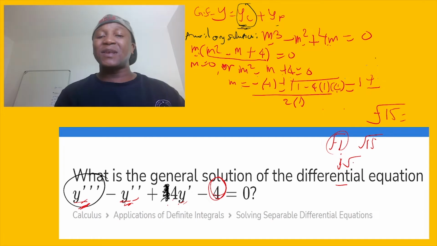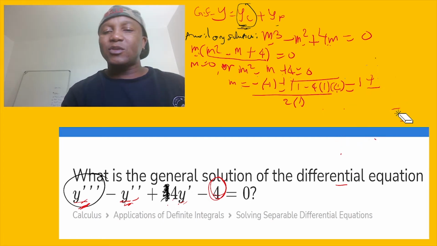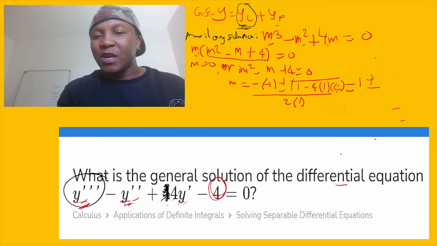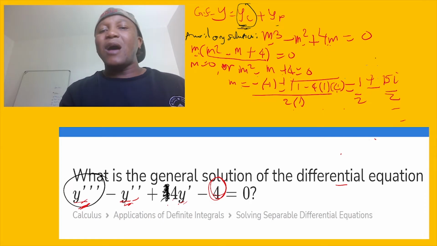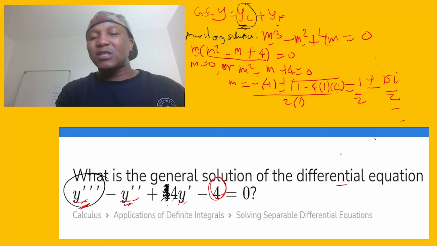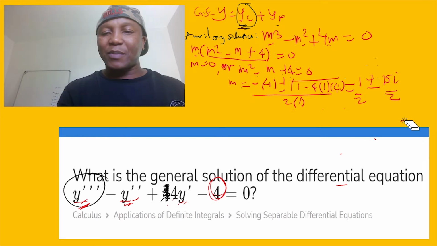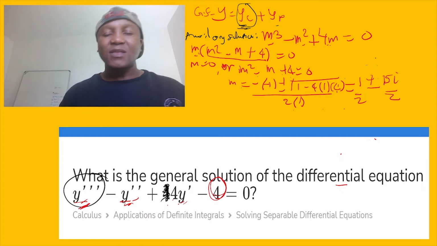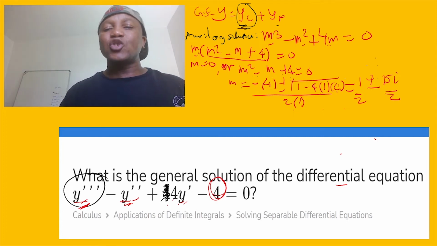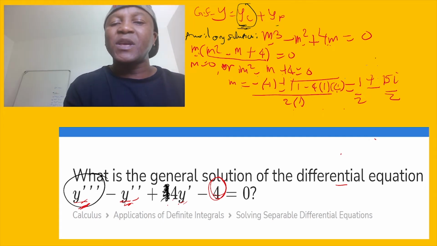The square root of negative 1 equals j or i; you can use whichever you want, it's a complex number. So it's square root of 15 times i, divided by 2. Each one is divided by 2. So now you see the auxiliary roots are one half plus or minus square root of 15 i over 2.